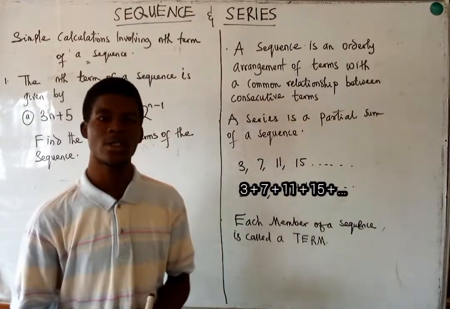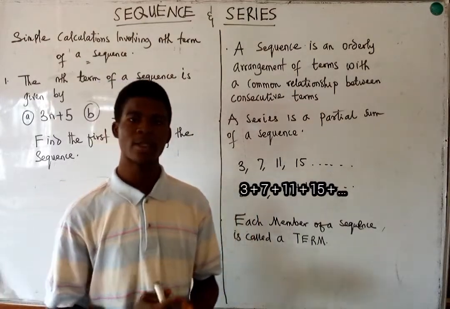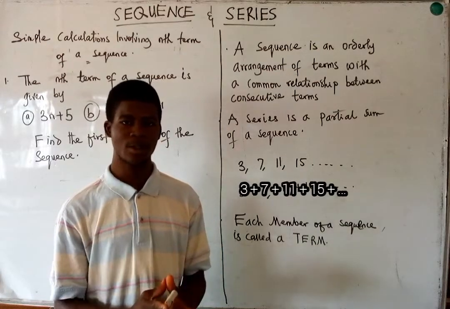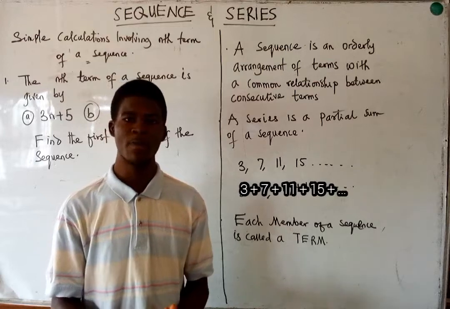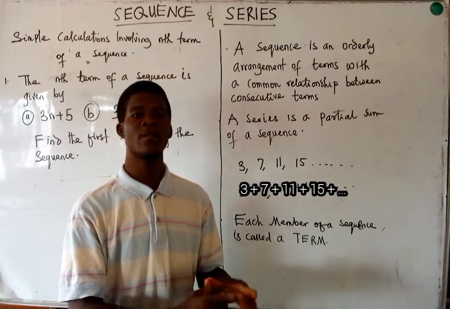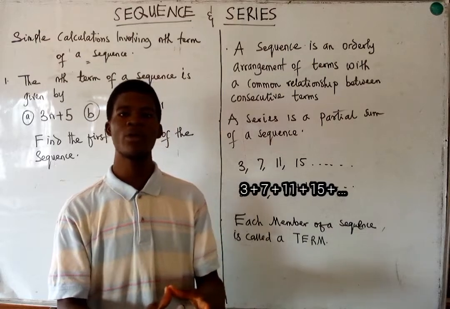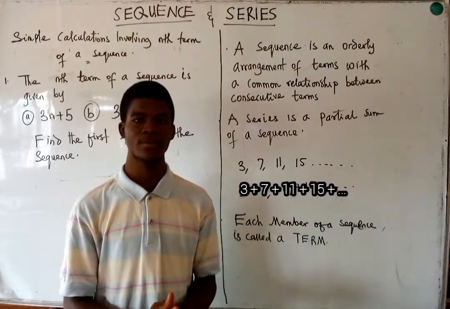Now first of all, what is a sequence? You can see right on the board. A sequence is an orderly arrangement of terms with a common relationship between consecutive terms. I repeat, a sequence is an orderly arrangement of terms with a common relationship between consecutive terms.